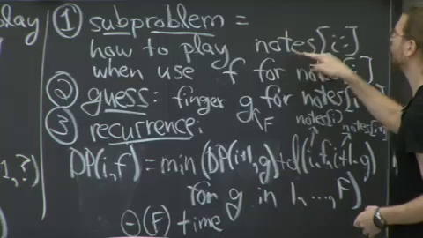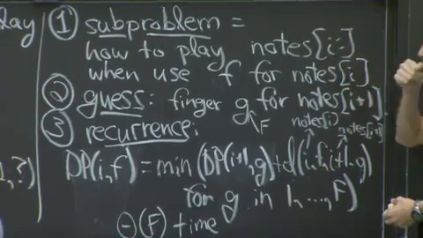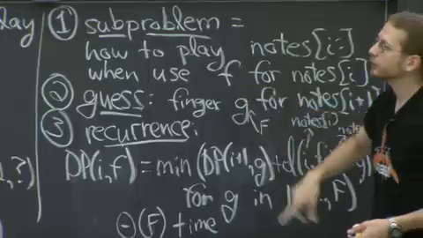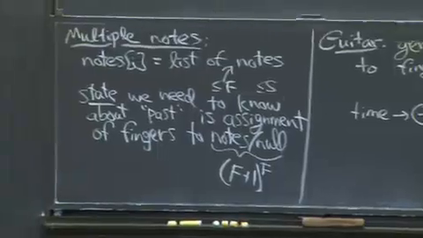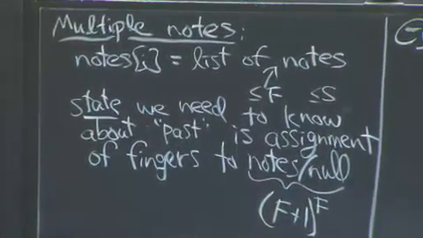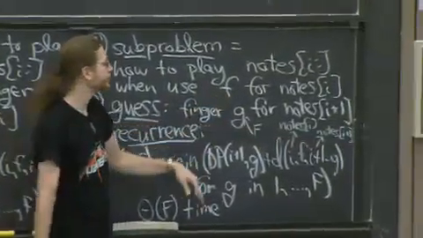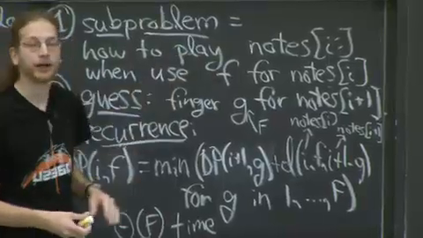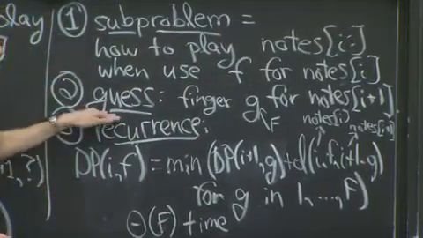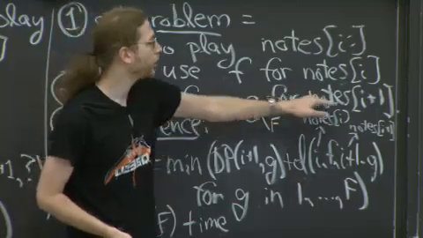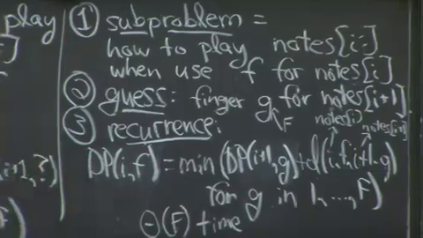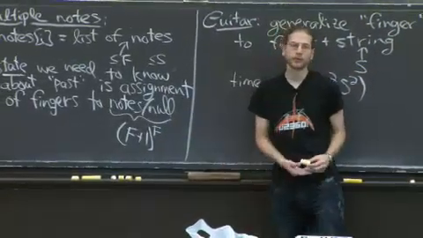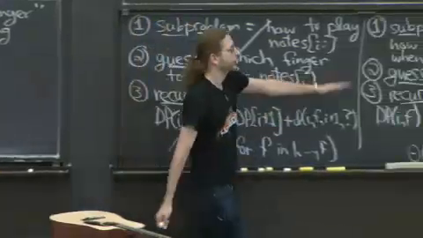How do we play this multi-notes from I onwards? Given that we're going to use that pose, or I called it the state, of all my fingers, for the first notes of I is now a whole bunch of notes. So given I'm going to play those notes with this particular finger assignment, how do I play the rest? And then what we'll guess is the entire finger assignment for the next set of notes, I plus 1, the next chord, if you will. And that guessing involves now F plus 1 to the F time. And then we just write the recurrence in the same way.